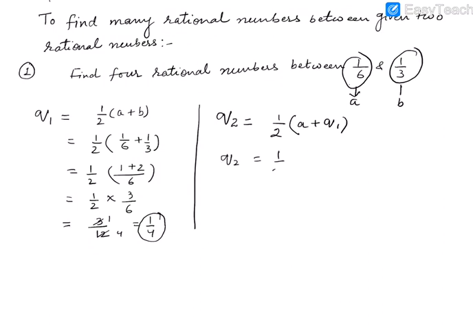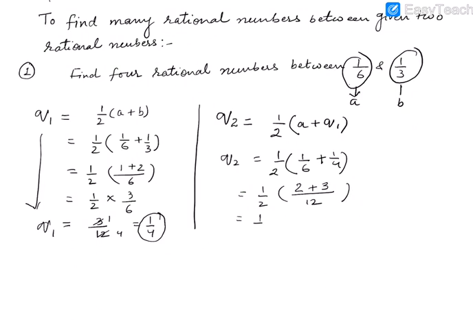Q2 is half, what is A? This is our A, 1 by 6. And what is Q1? This is your Q1, 1 by 4. Again we'll take the LCM of 6 and 4, which is 12. 12 divided by 6 is 2 times and 12 divided by 4 is 3 times. Half of 5 by 12, that is 5 upon 24. This is your second rational number.